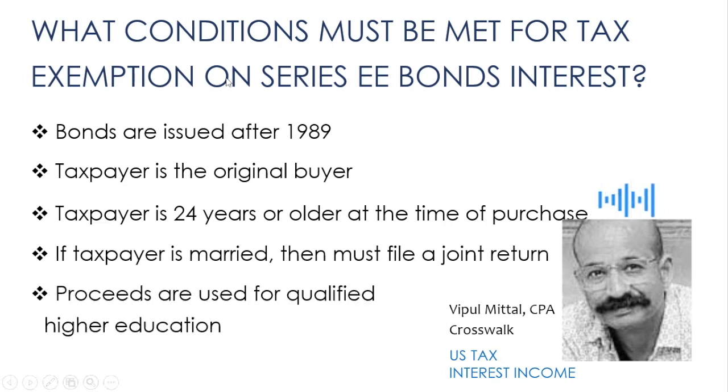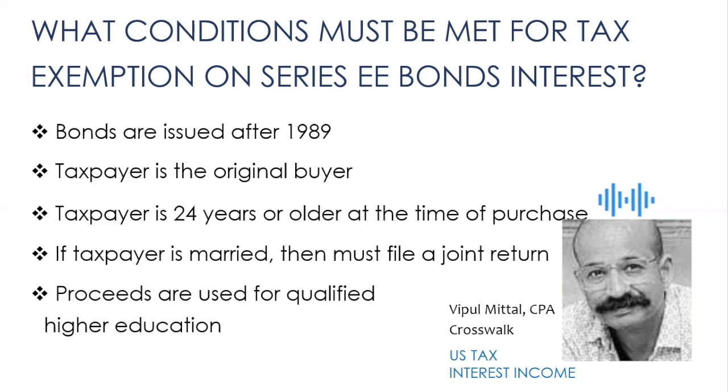And the most important condition is that proceeds are used for qualified higher education. So proceeds from redemption of these bonds are used for qualified higher education of yourself or of your spouse or dependents. So if these proceeds are used for paying tuition and fees of yourself or your spouse or your dependents, then you may be able to claim exemption on this interest.